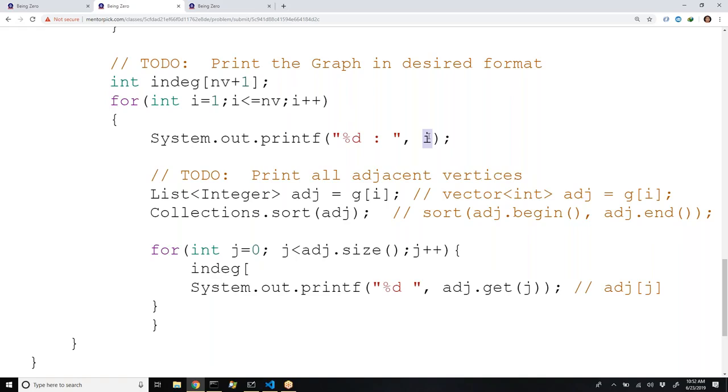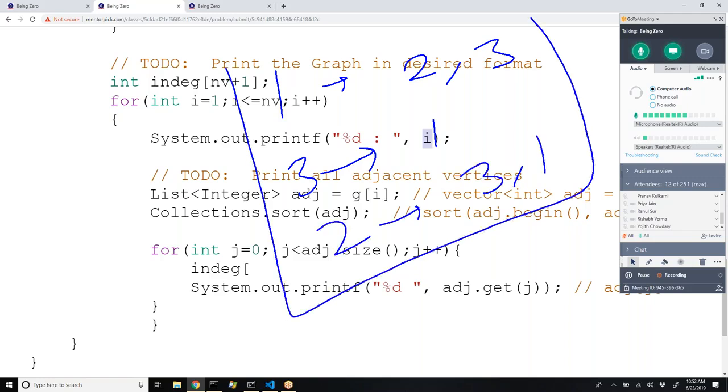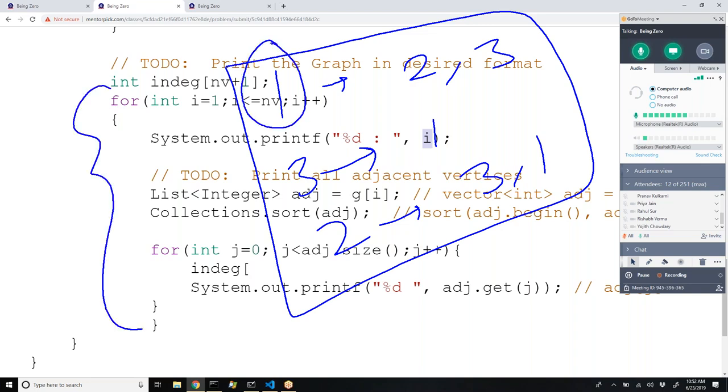Think about it. Let's see. adj.get(j). From 1, there are edges to 2, 3. From 3, there are edges to 1. From 2, there are edges to 3, 1. Now tell me, in this loop, i is this. From 1 you are starting. Index 0, index 1 in the list. This is j. This is i.